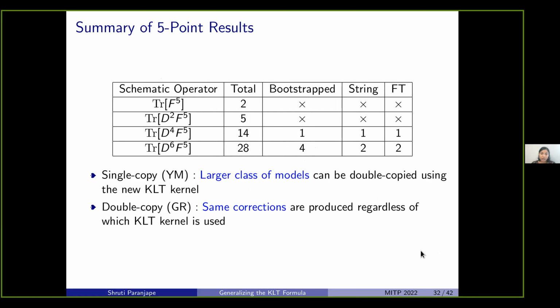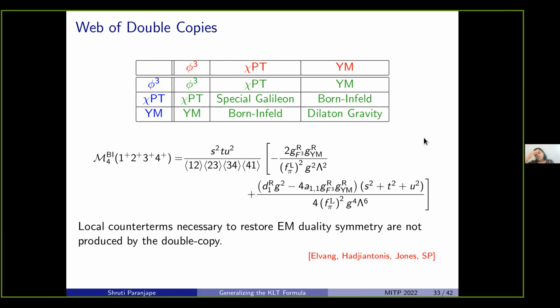And we find that once we do the double copy, it is the same corrections that are produced as in all cases. So this enhances the space of single copies, but not the space of double copies. So just to give you a sense of the scope of these results, this is a very general sort of procedure, and so you can apply it to any of the theories in this little table over here.